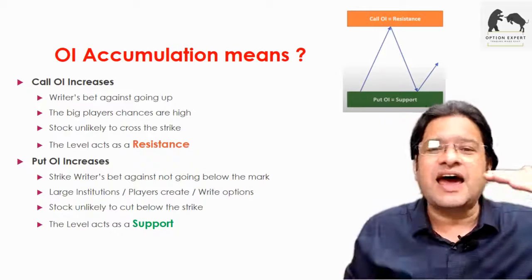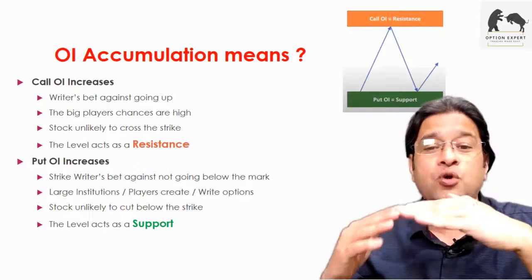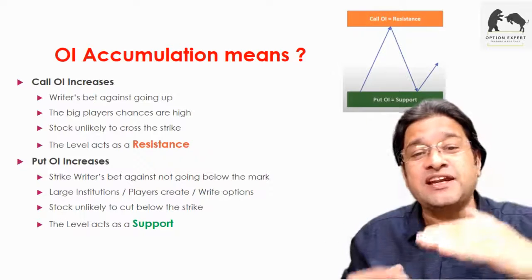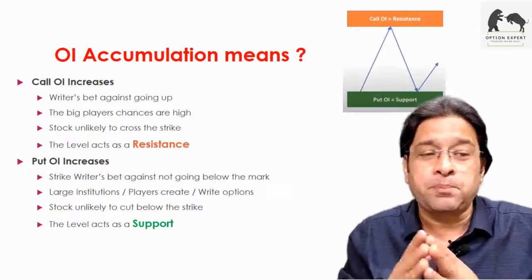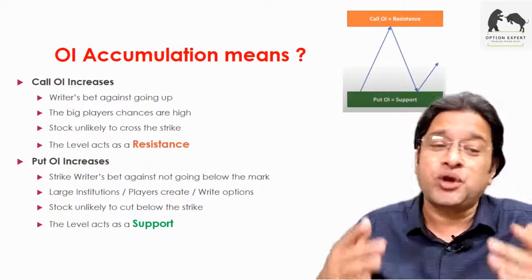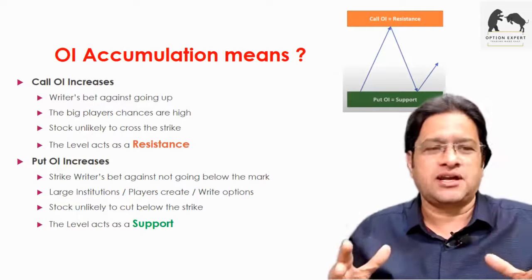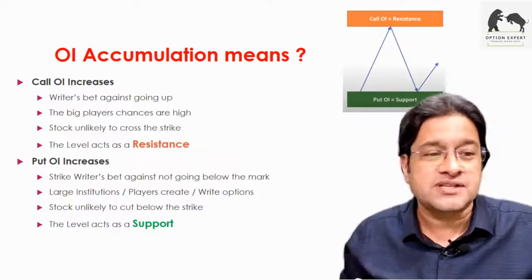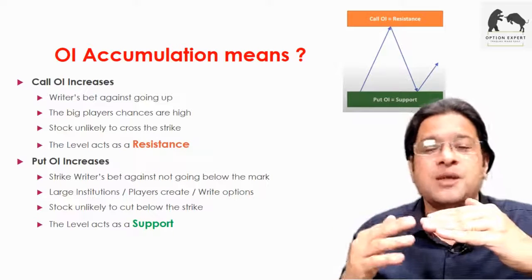So this level acts as a resistance. Wherever this call open interest is built up, we have seen it acts like a resistance. Similarly, when the put open interest increases, writers bet against the market going below the mark, and there are large institutional players who write options, and then the stock is unlikely to go below the strike, so it will act as a support.